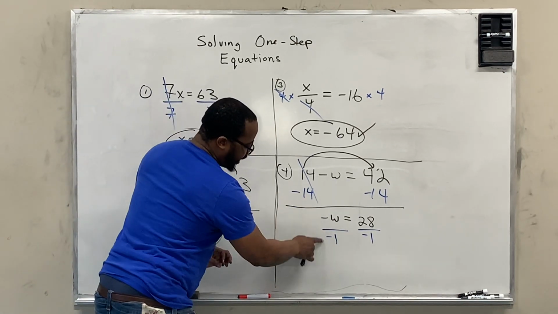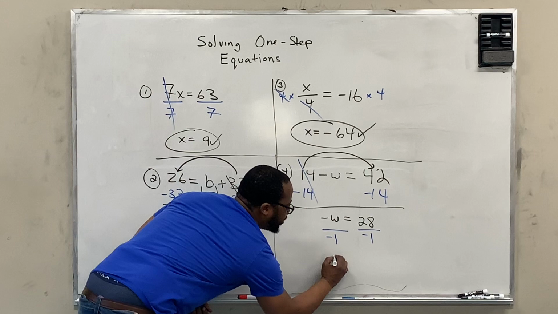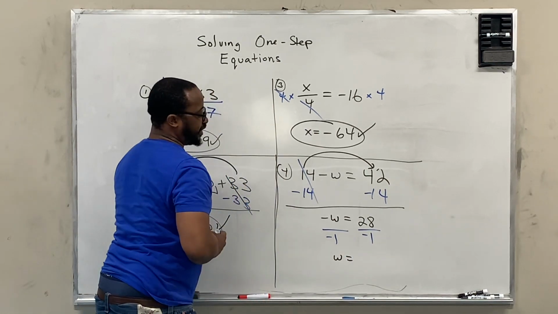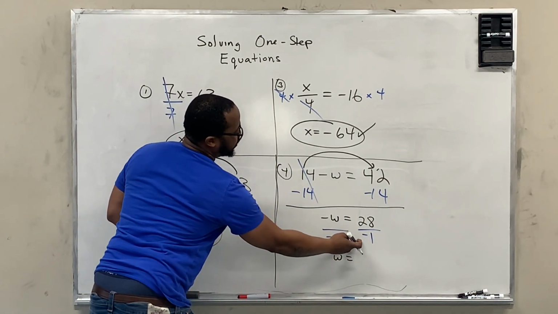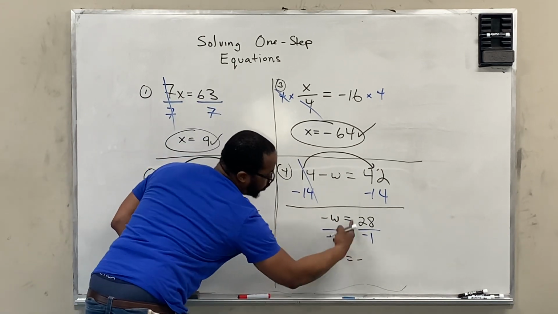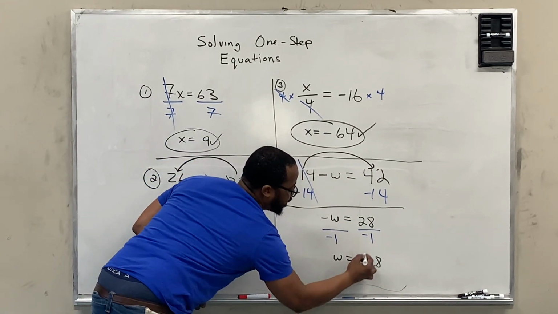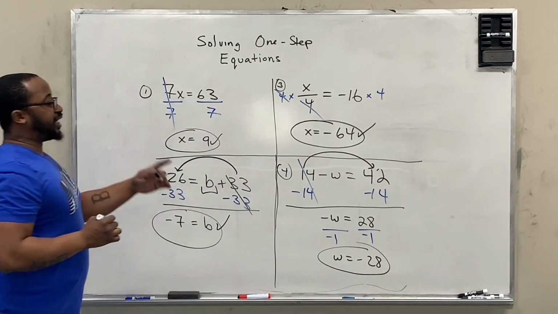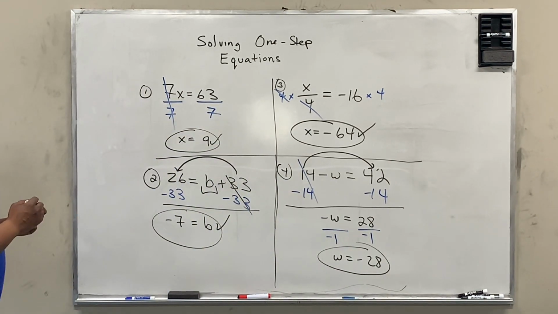Now the negatives are gonna cancel out. Now it's gonna make my w positive. And 28 divided by -1, positive divided by negative gives you negative, and then 28 divided by 1 is gonna be 28, so your answer is gonna be -28.